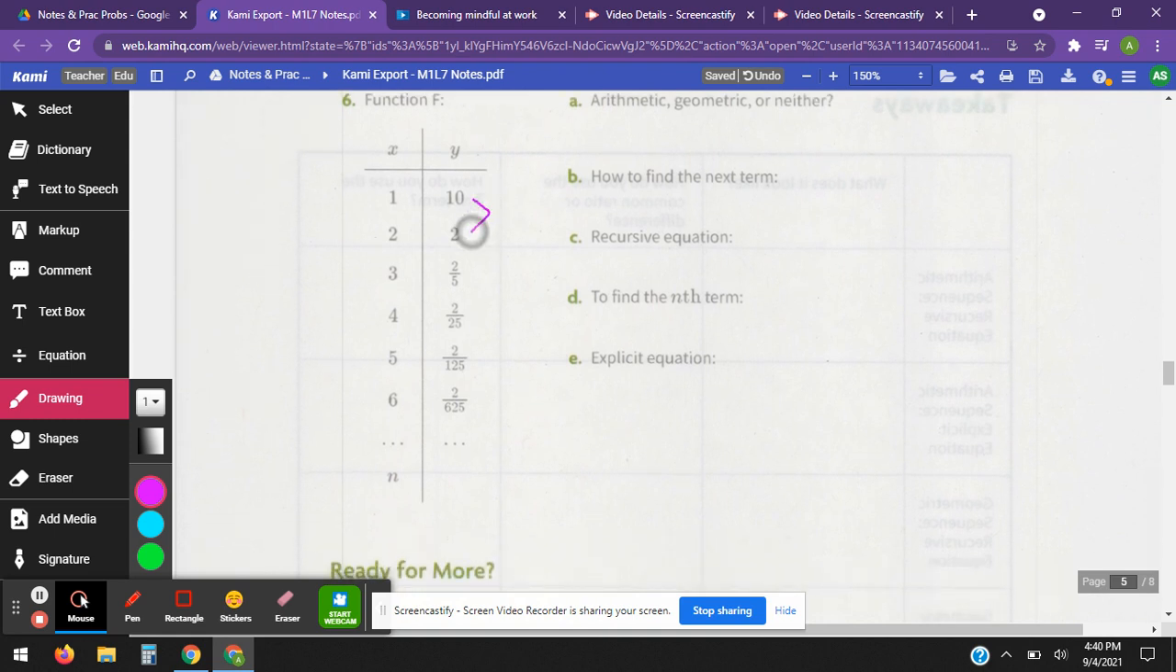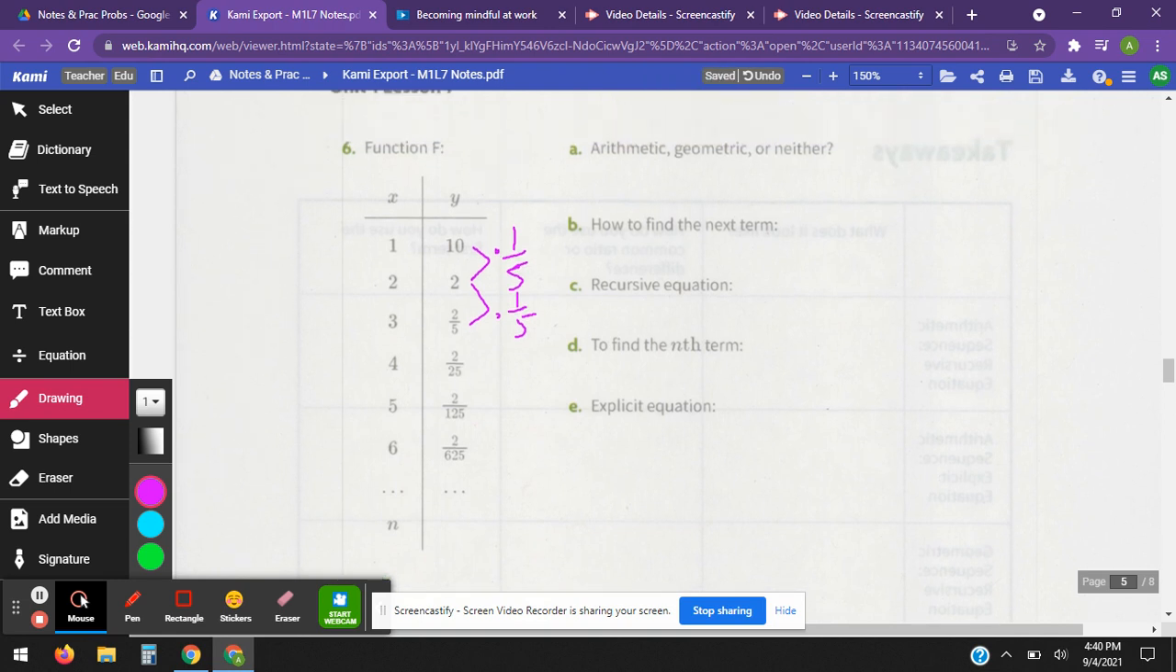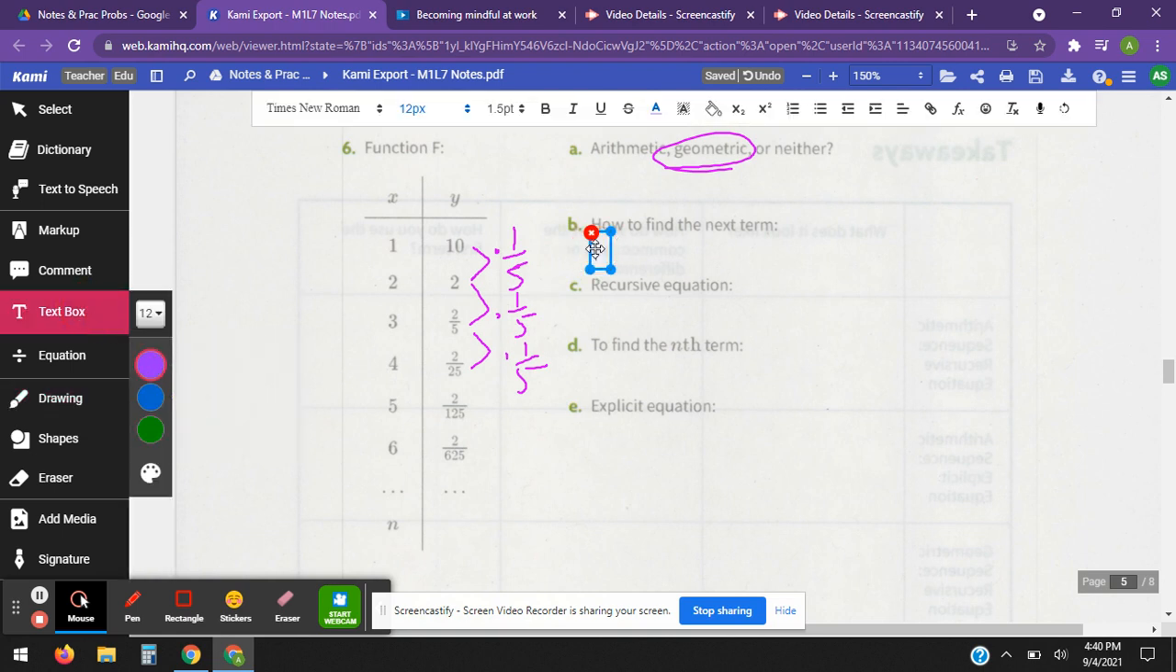Here we are, times 1/5. This is a times 1/5. Oh, times 1/5. All right, we are geometric. We are multiplying by 1/5. All right, so how to find the next term? You're going to multiply the previous by 1/5.